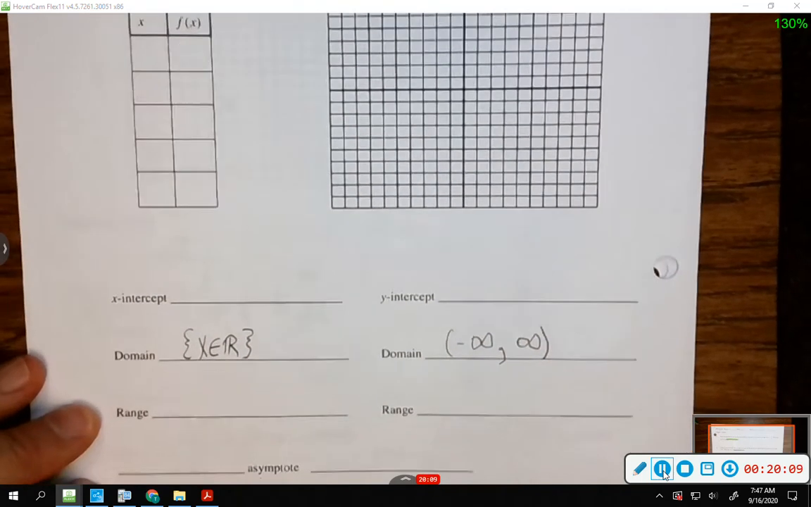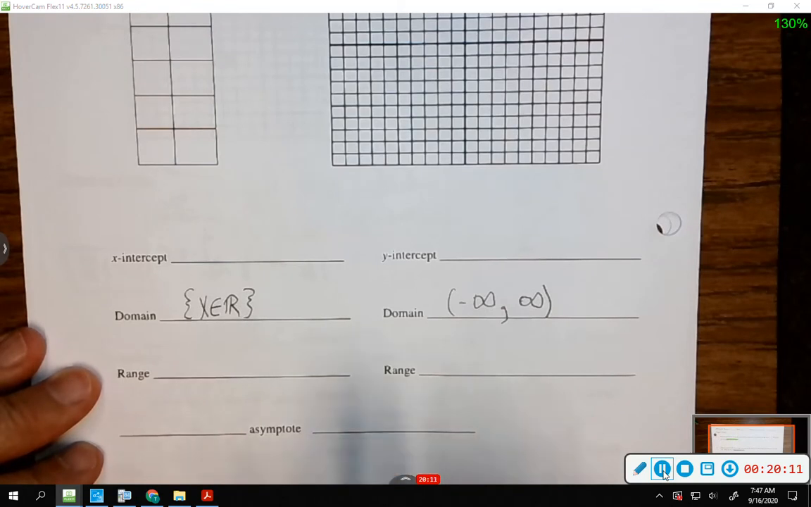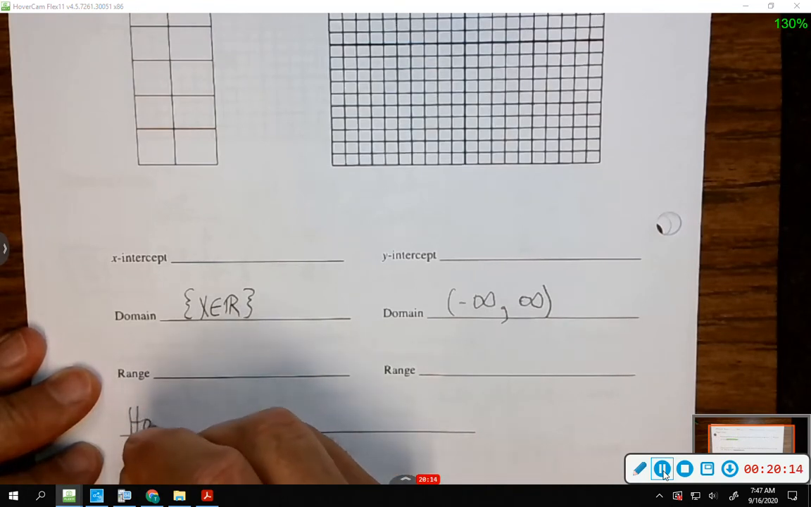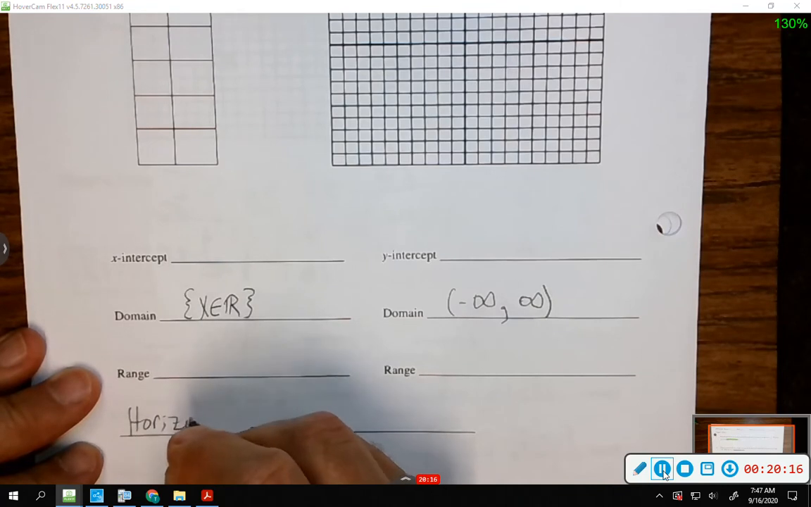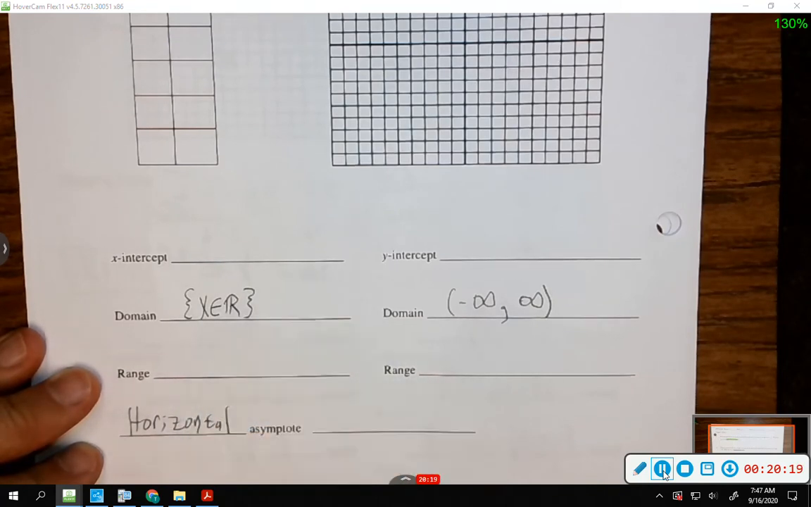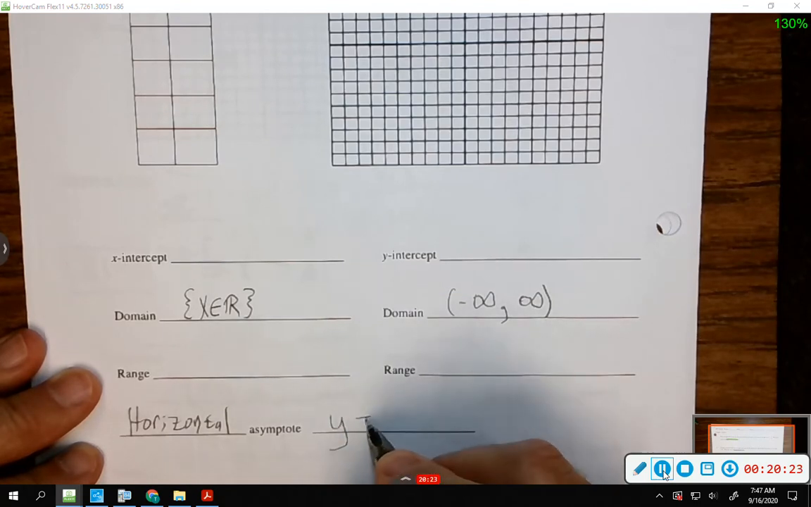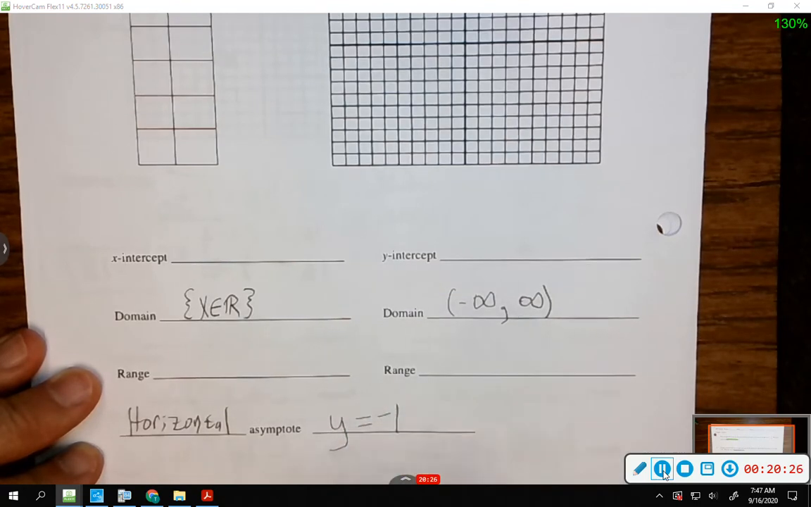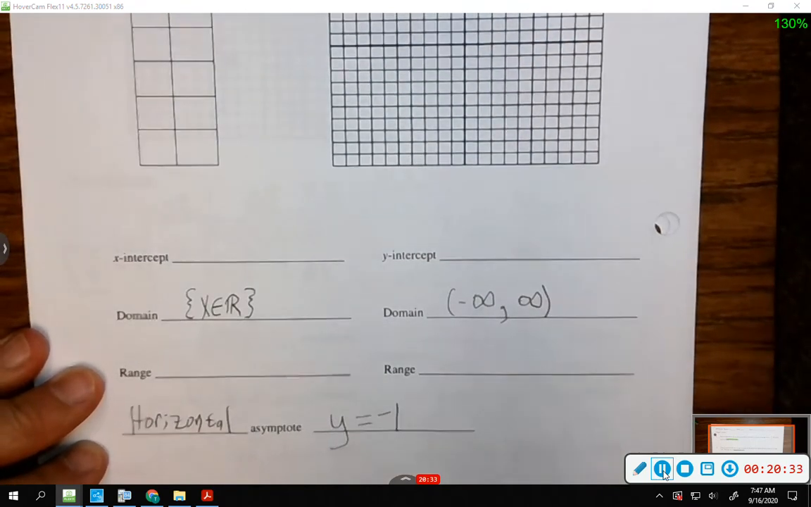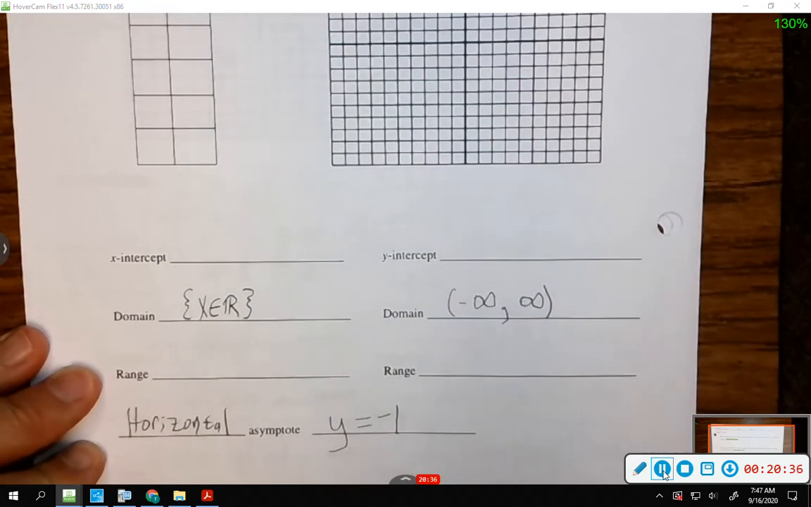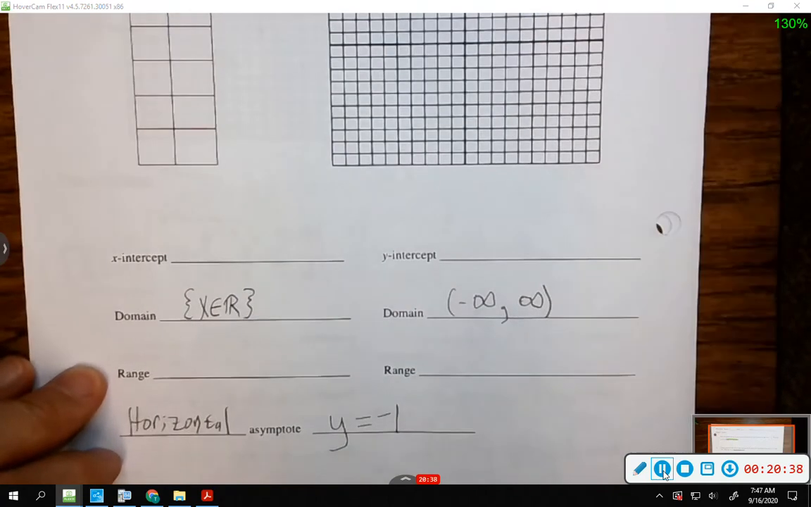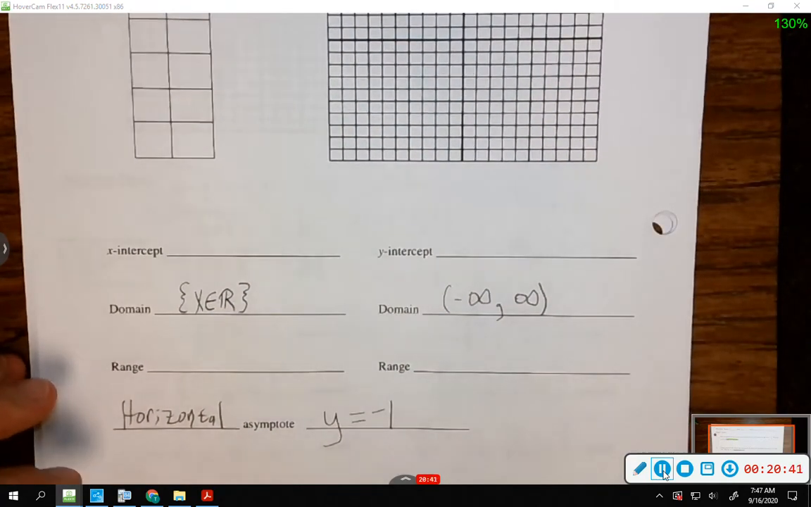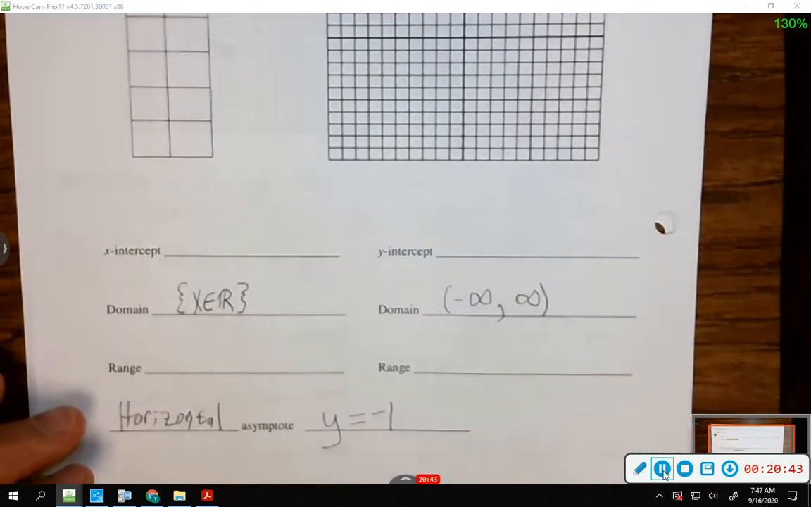Now, I have 2 blanks on the asymptote because I want you to identify the fact that this is a horizontal asymptote, not a vertical asymptote. And a horizontal line is always y equals the number. Y equals negative 1. And you have to make sure that you have the y equals. If it just says negative 1, that will be marked incorrect. It has to be y equals negative 1. Okay? So we can dot in this asymptote at y equals negative 1.